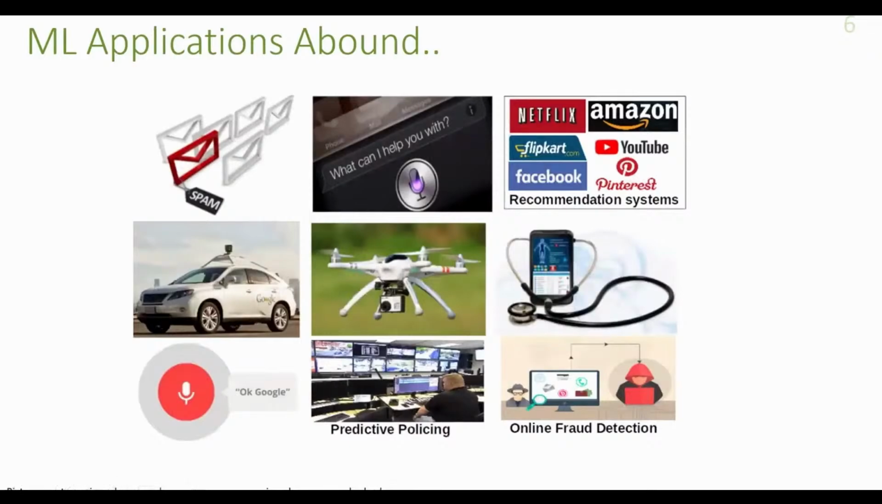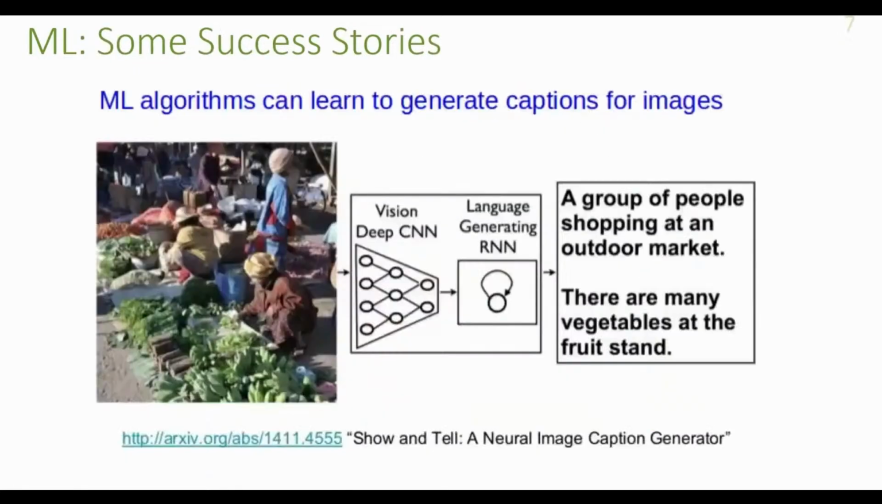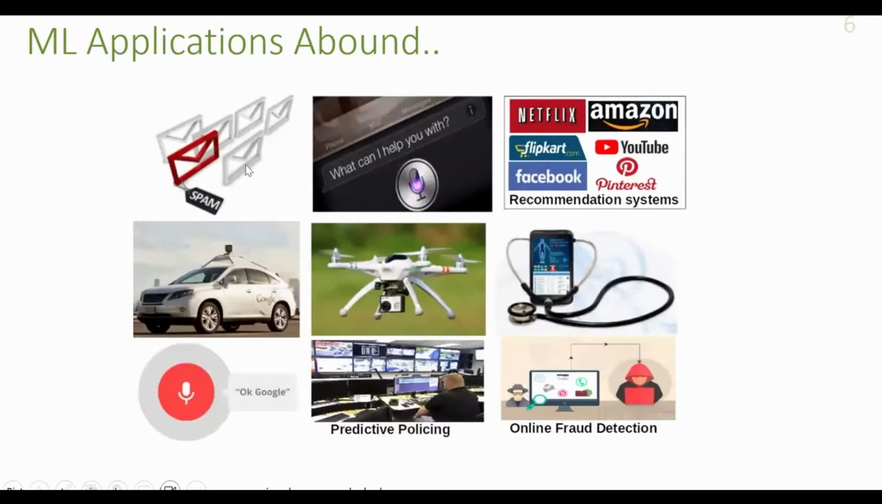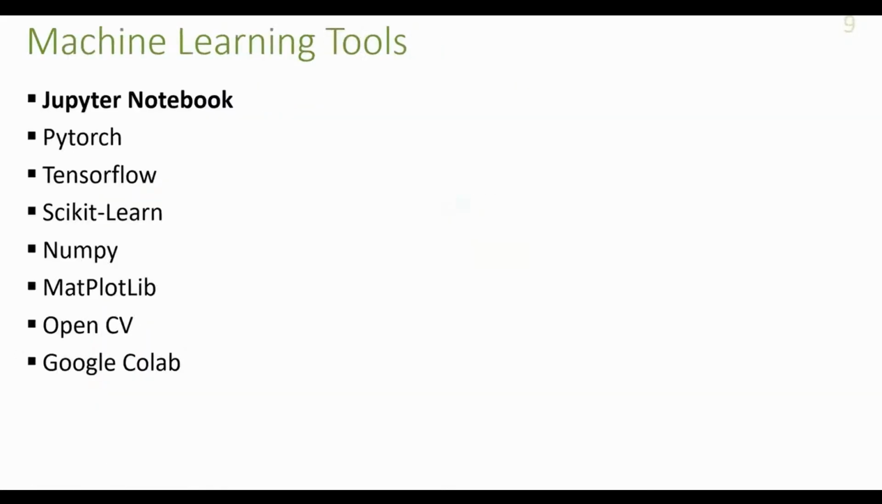And I think you already know the applications, right? There can be several applications of machine learning. For example, you can use machine learning models to describe this image and generate this type of caption. You can use them in spam versus non-spam classification, in recommendation systems, in healthcare, in autonomous driving, and in online fraud detection, and several more applications are there, right?